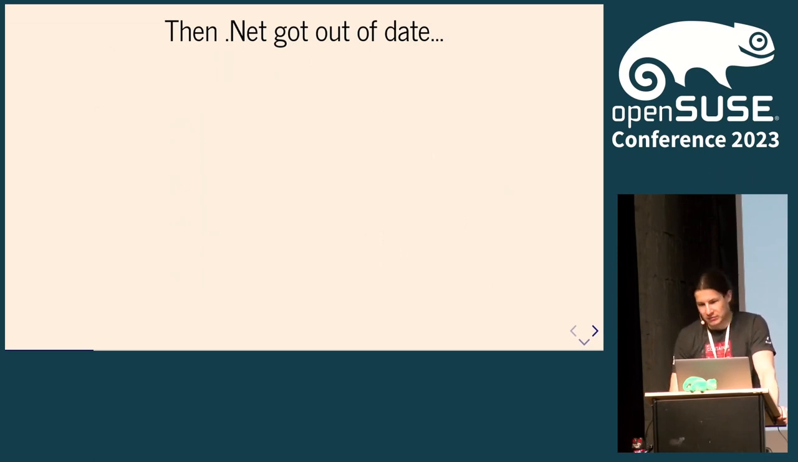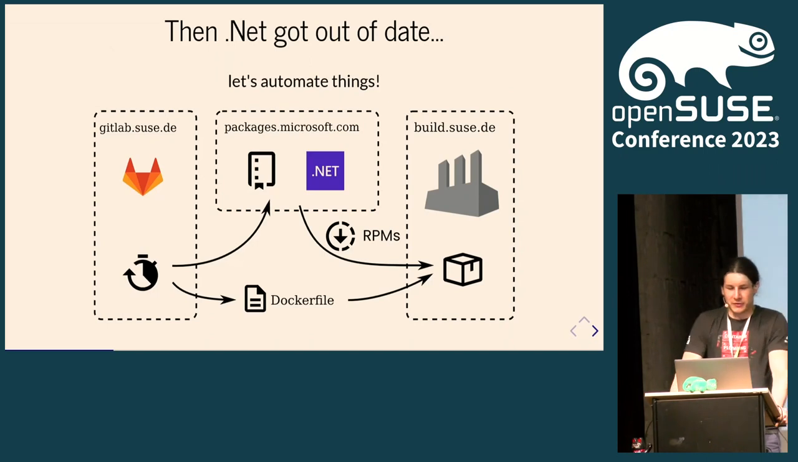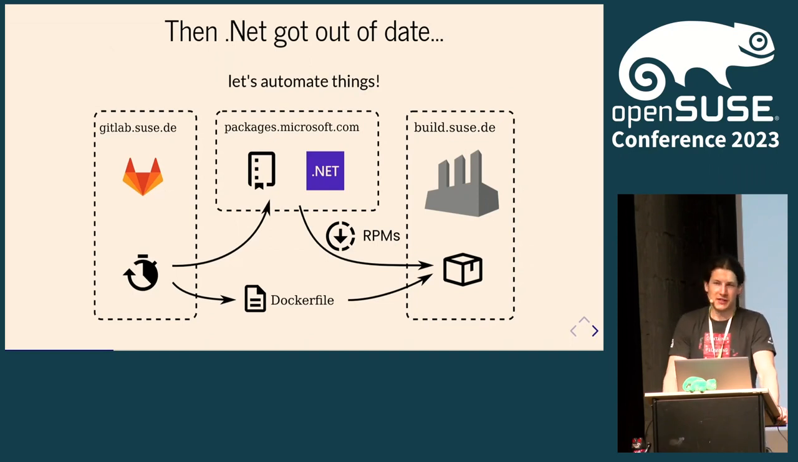So let's automate things. First thing that we did with this one was just a simple GitLab CI pipeline that ran on our internal GitLab instance. What it would do is just fetch the newest RPMs from packages.microsoft.com, render a Dockerfile, download everything, commit into the build service, and auto-submit. That's when people started hating me, because I started creating submit requests every second day, and didn't supersede the old ones, so the review team wasn't happy about that, but again, automation hell, but it's solvable.